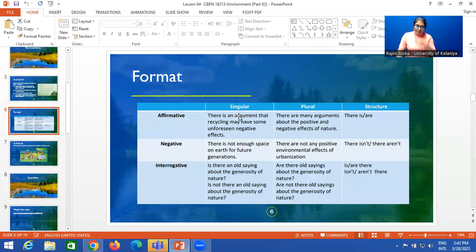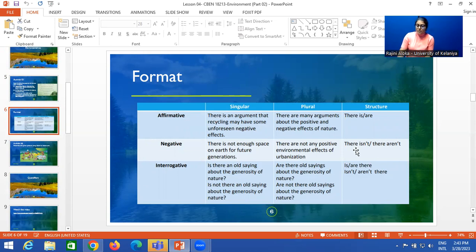There is and there are. When it comes to there is and there are, when we use it in a sentence, we use there is for singular. For an example, there is an argument that recycling may have some unforeseen negative effects. Then when we use there are, we use it for plural, for more than one thing. So there are many arguments about the positive and negative effects of nature.